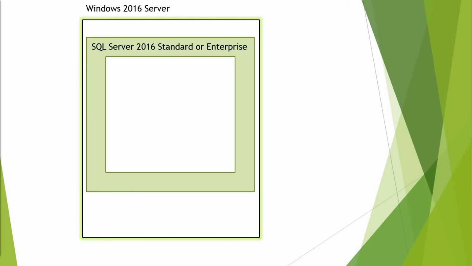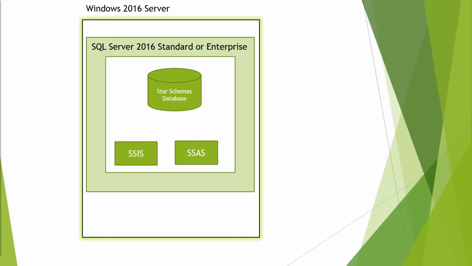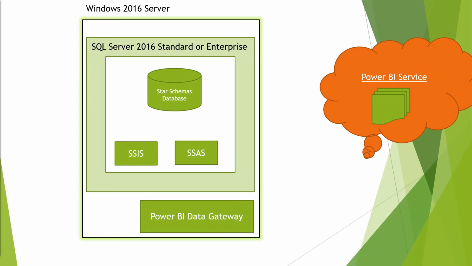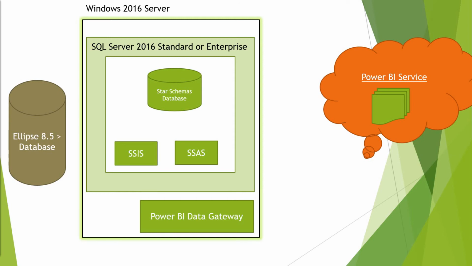I'll now discuss how this is deployed onto a server and how the various components communicate with each other. Given that we have a Windows 2016 server, it will then have these components: the SSIS system installed, the SSAS system installed, and a database to host the star schemas. The Power BI Data Gateway will also be installed on this server. There will also be a Power BI service registered to your company. And you will have an Ellipse 8.5 database or greater. This data will be moved through SSIS into the star schemas.